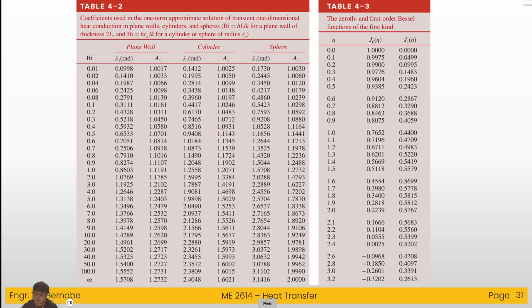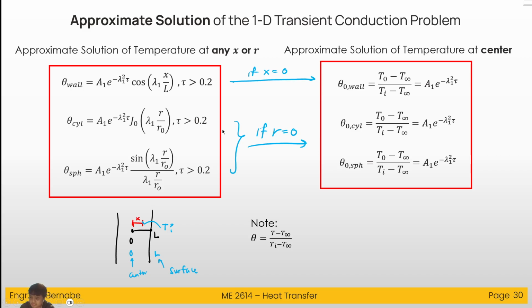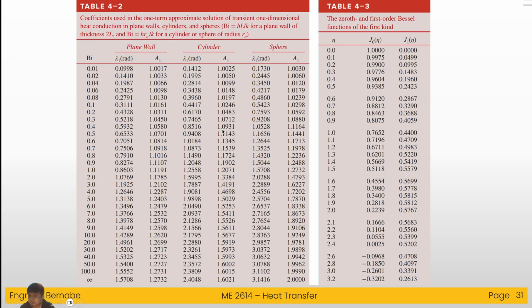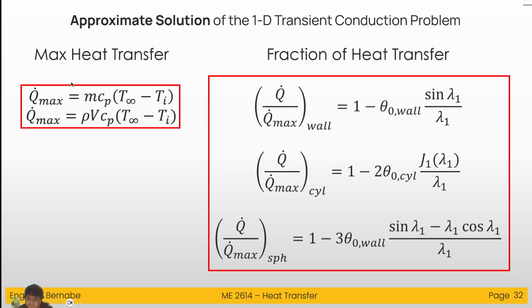Okay. So if you want to evaluate the Bessel function, the Bessel function is only applicable for the case of cylinders. So if you have a cylinder problem, you have to evaluate the Bessel function of your lambda usually. So, let's say your lambda is 0.2. This will be its Bessel function. So we might have to interpolate in between this table if it is not available here.